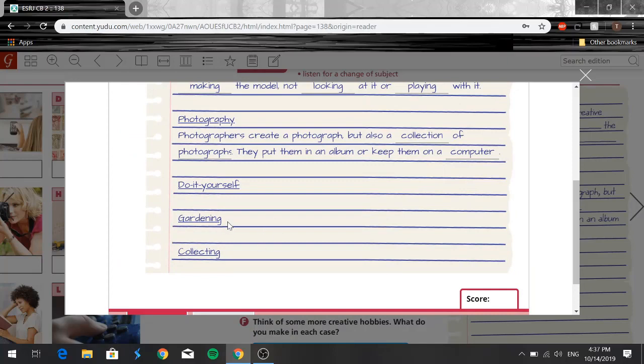Similar to do-it-yourself in some ways, you make a space look more beautiful. It's also creative because you look after something and help it to grow.